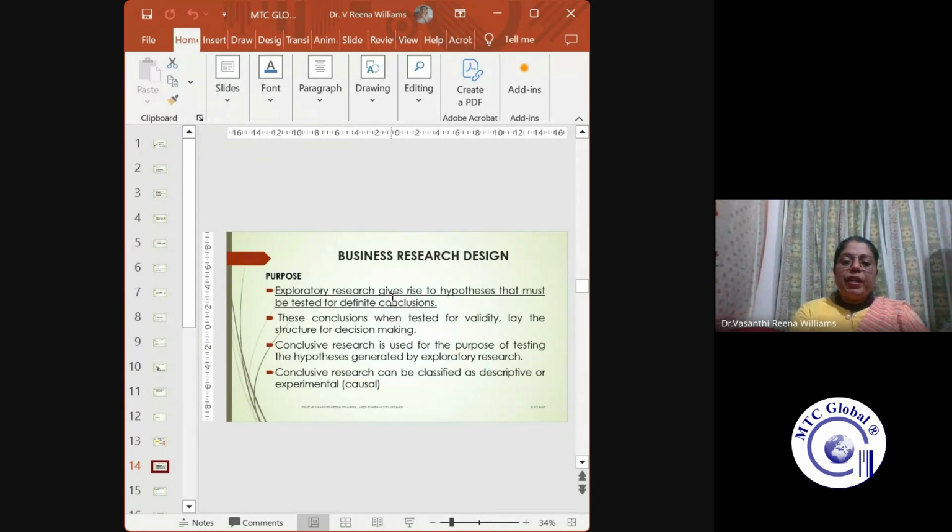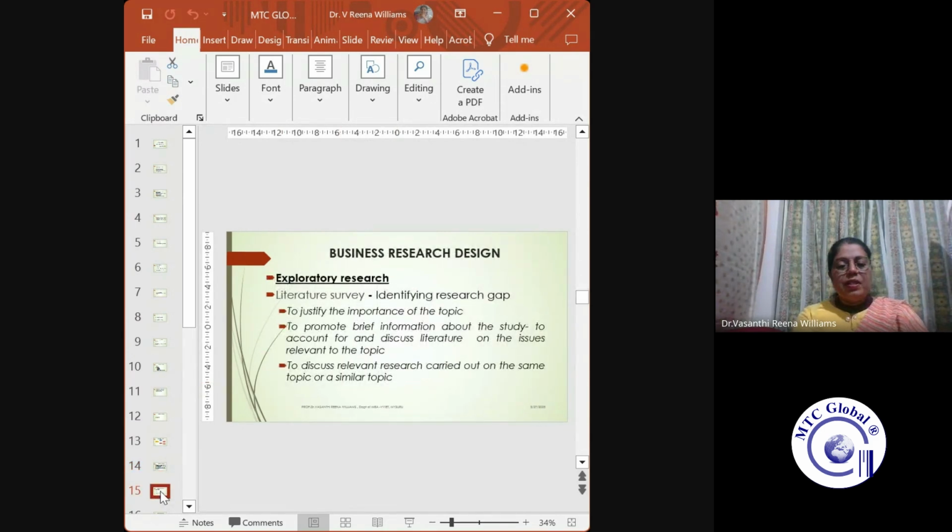So this is exploratory research. These conclusions, when tested for validity, lay the structure for decision making. So once I get the conclusion, I'm able to give a decision. Conclusive research can be classified as descriptive or experimental. That's what I mentioned in the chart, and this is just to help you out for your studies when you're writing your exams.